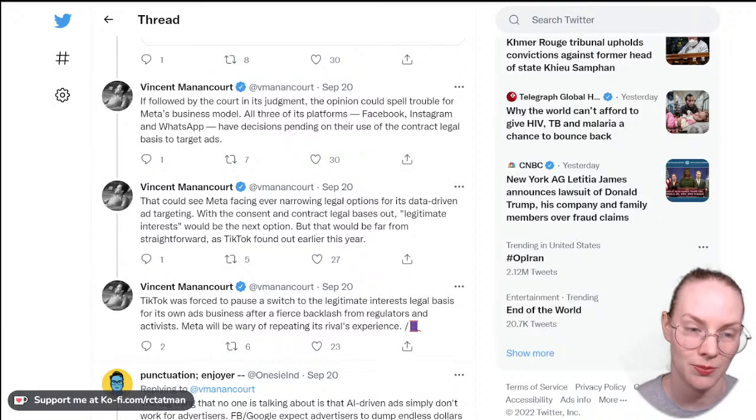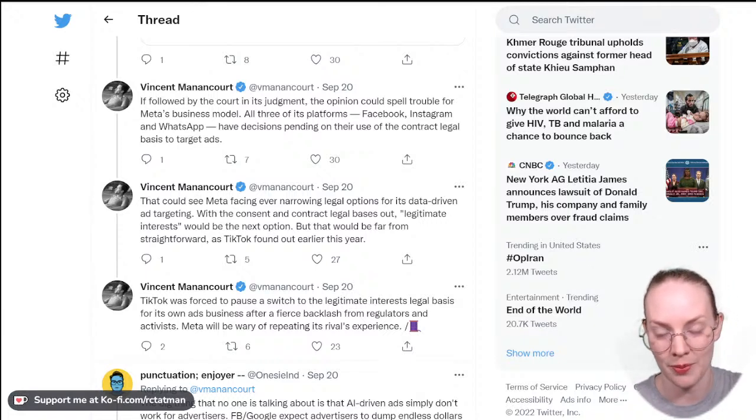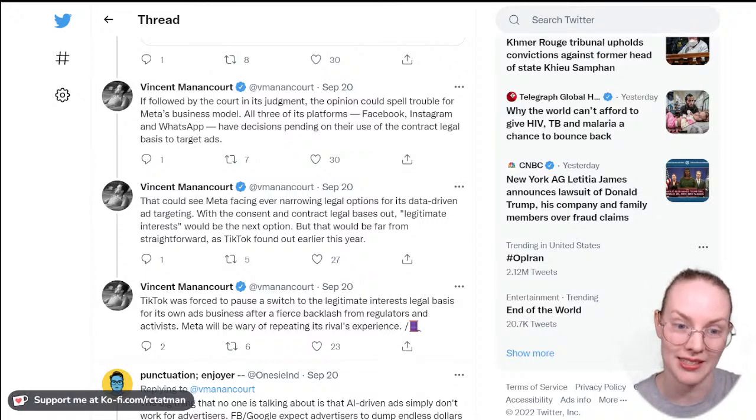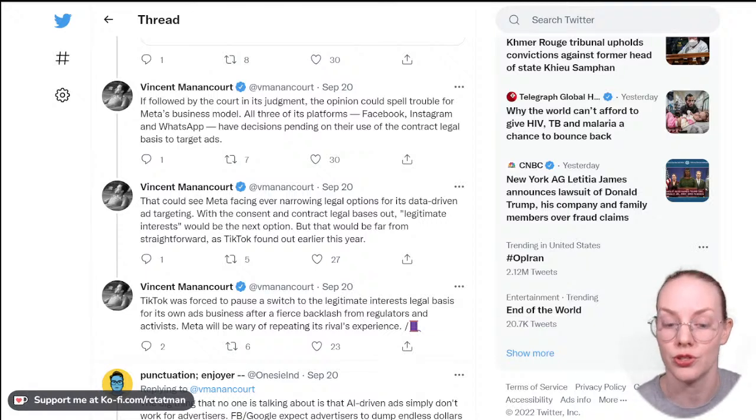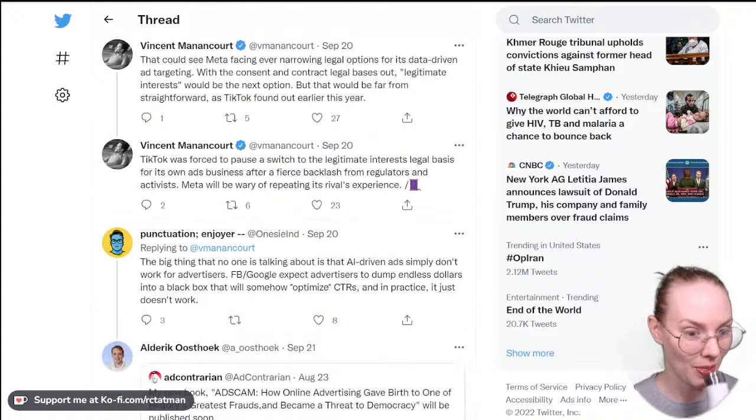All three of its platforms, Facebook, Instagram, and WhatsApp, have decisions pending on their use of contract legal basis to target ads. This could see Meta facing ever-narrowing legal options for its data-driven ad targeting. With the consent and contract legal basis out, legitimate interests would be the next option, but that would be far from straightforward, as TikTok found out earlier this year. TikTok was forced to pause a switch to legitimate interest legal basis for its own ads business after a fierce backlash from regulators and activists. Meta will be wary of repeating its rival's experience. So it's getting harder and harder in the EU to target ads using users' data, which is interesting.